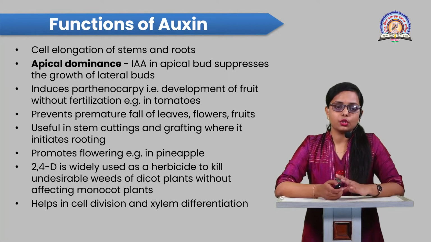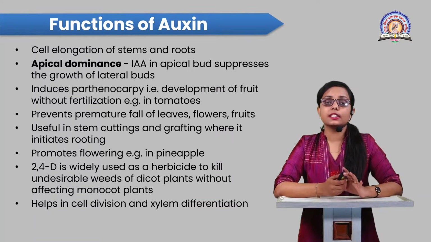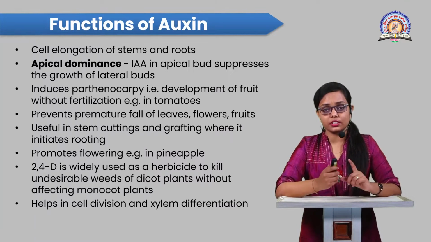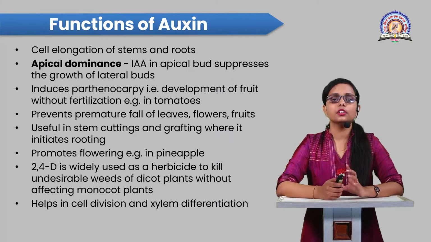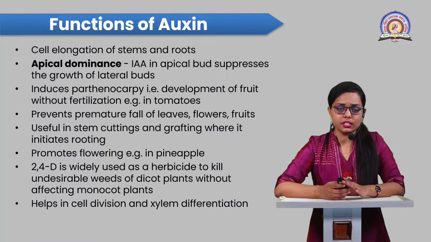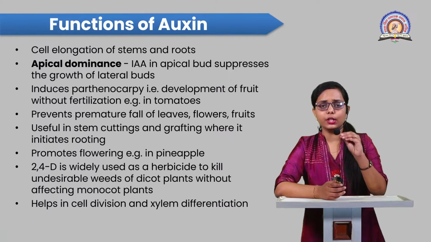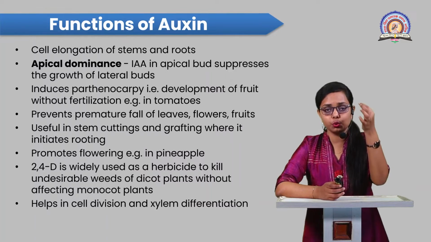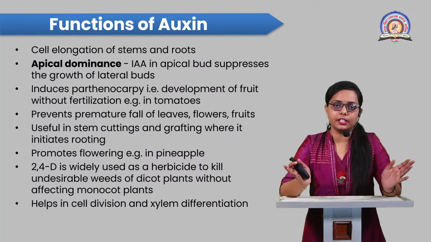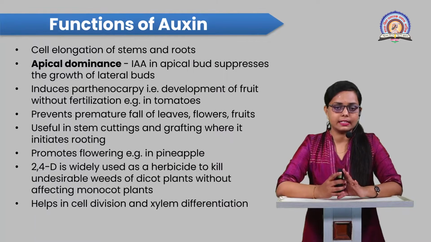So what are the functions of auxin? The first and most important function of auxin is cell elongation, or elongation of cells of stem and roots. It elongates the cell and enlarges it in size. Another important function is apical dominance. That means if you apply auxin on the shoot tip of a plant, it will grow upward only. It won't show axillary branches at all.